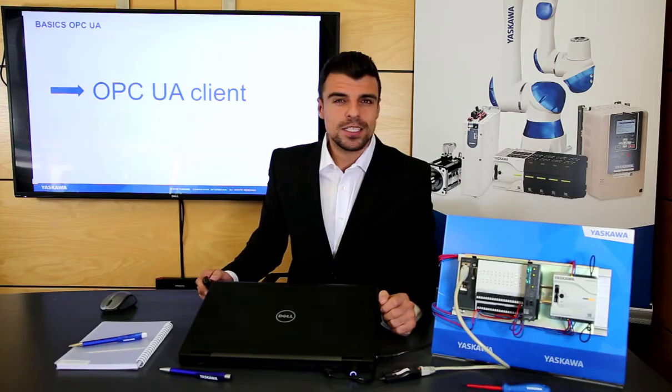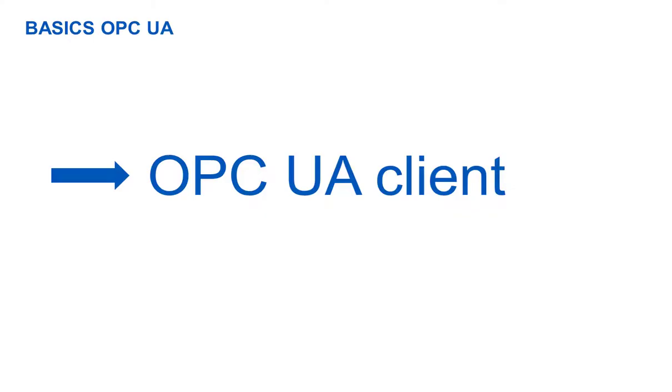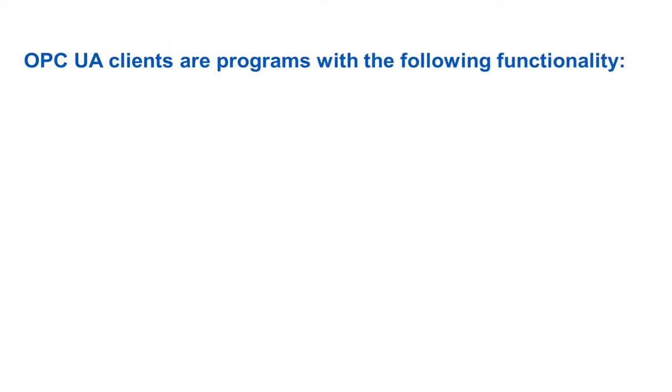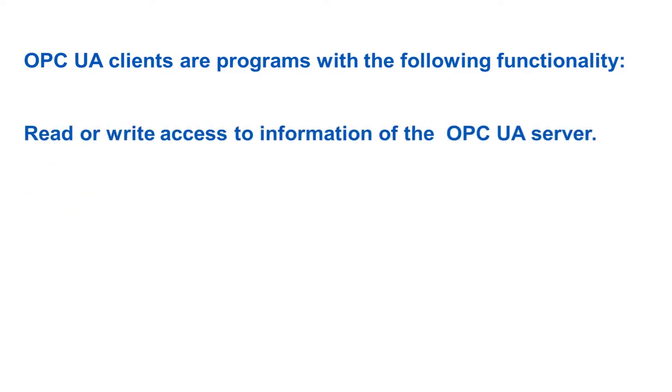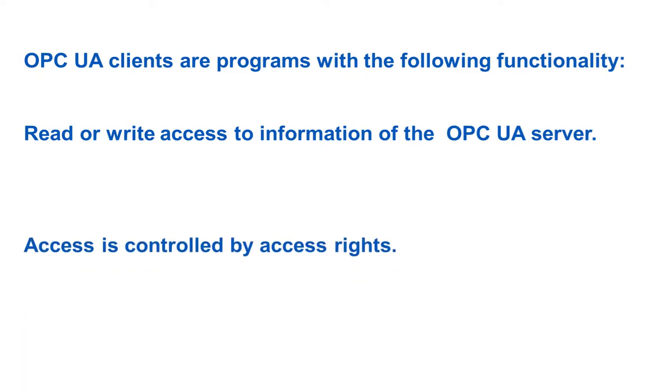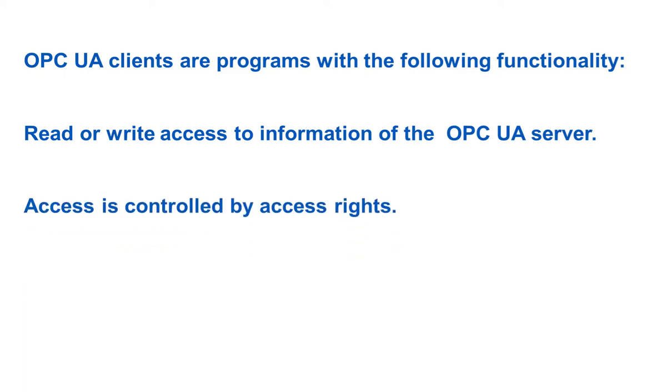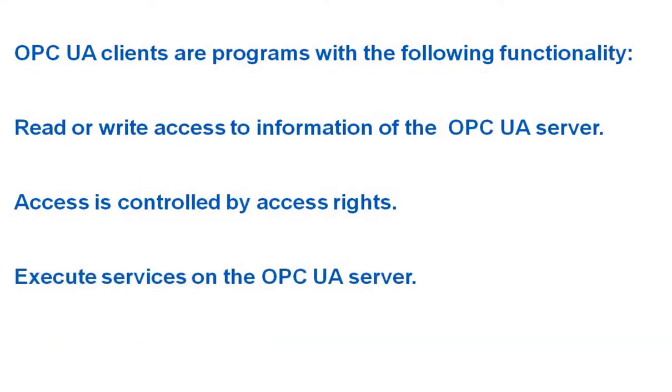What do we understand under OPC UA client? OPC UA clients are programs with the following functionality: first, read or write access to information of the OPC UA server. The second one, access is controlled by access rights. The third one, execute services on the OPC UA server.